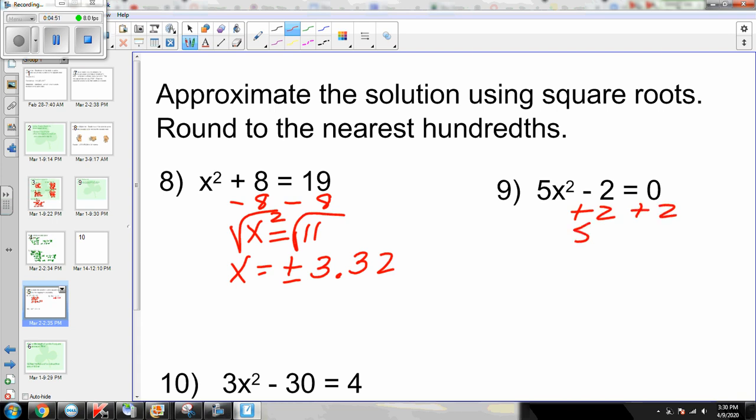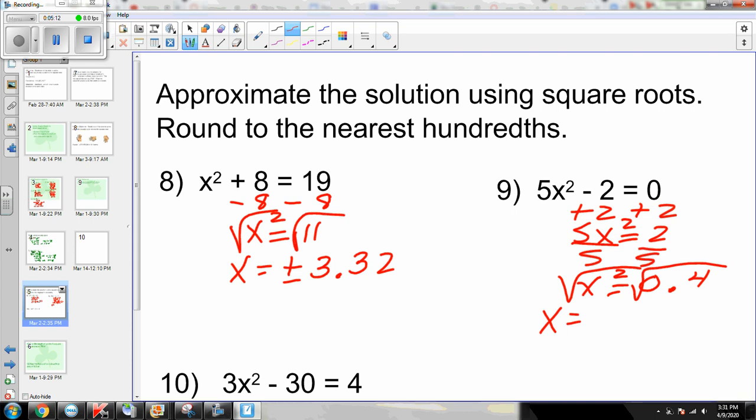On number 9, I need to get the x to the second by itself, so I'm going to add 2 to both sides to get 5x to the second equals 2. Then divide by 5. I would get x to the second equals 2/5, or you could say 0.4. Then you're taking the square root of both sides. So when I use my calculator to take the square root of 0.4 and round to the hundredths place, I would have a positive or negative 0.63.